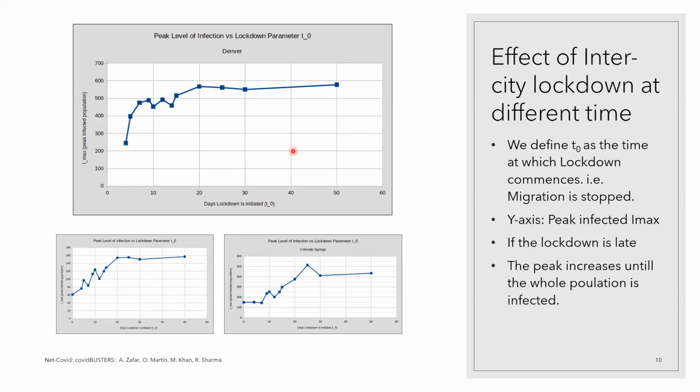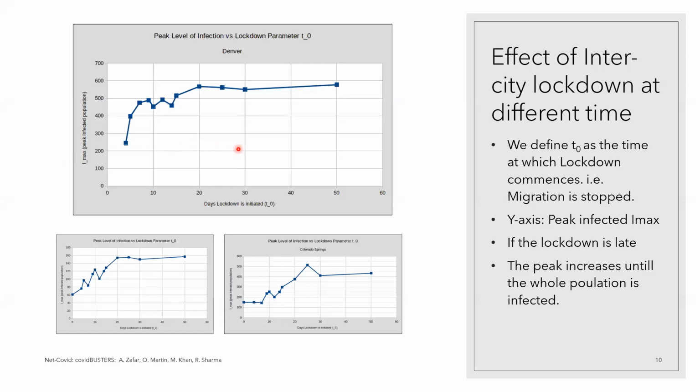So if I choose my T0 as small, the lockdown stops earlier. And what we see is the peak, the y-axis shows the peak of the infected population. It's smaller than if my lockdown is in effect for later. So the peak increases as my T0 increases, which can also be seen in these SIR curves.